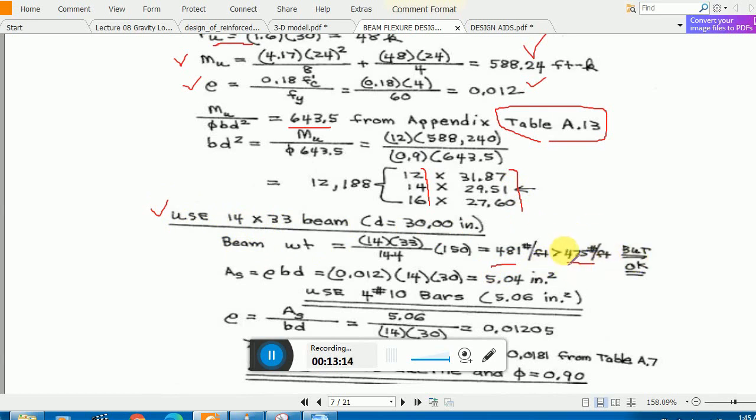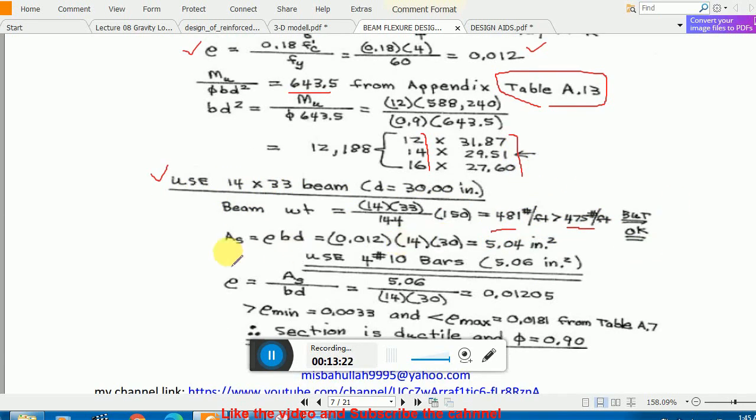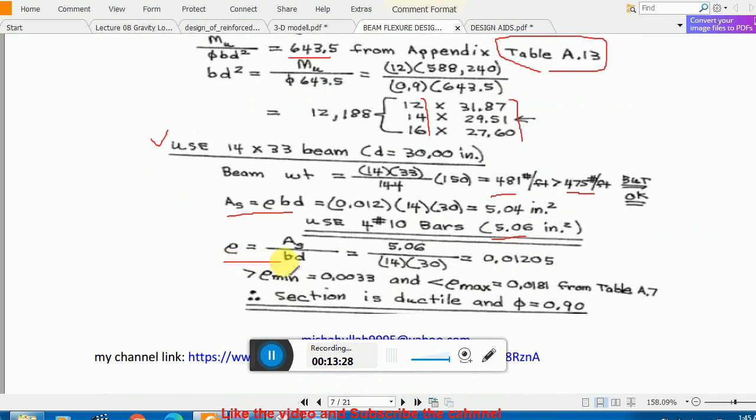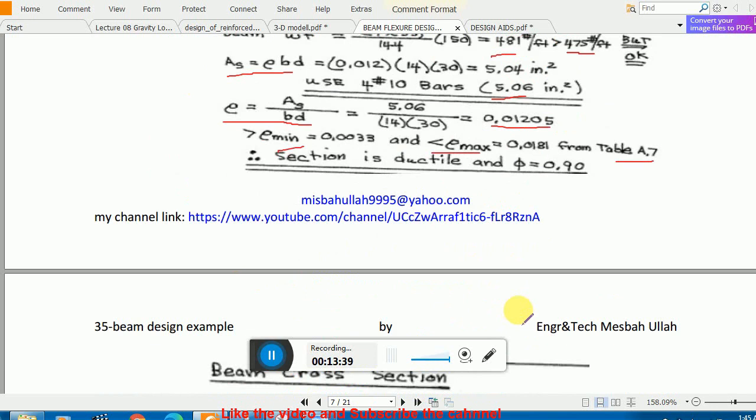So almost we are close. Almost 475 and 481 are close, so that's why I'm not repeating the things. Clear? But you need to find out your area of steel, decide the number of bars, and again find out your row value. Go to table S7, find out your row minimum and row max value and check it, your ductile. So here we are on the ductile side.